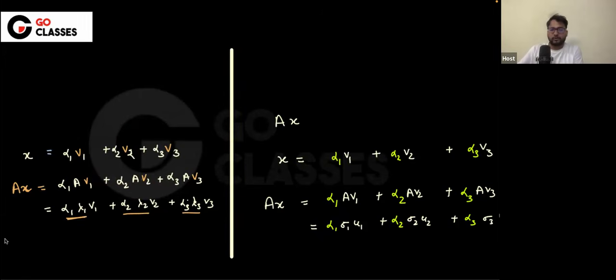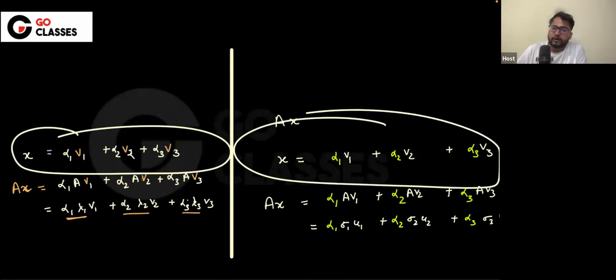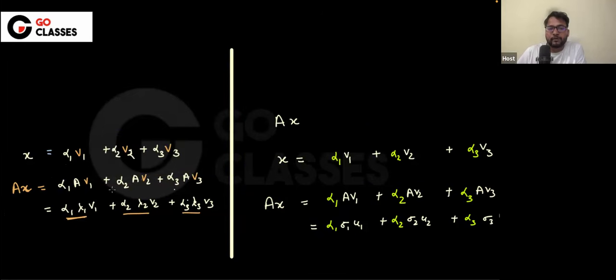See, the only difference you might notice is that we started in the same way, right? But the moment you multiply, this Av1 is not lambda 1 v1. It is just sigma 1 u1, right? That's the only difference. I told you that the coordinates of x with respect to v1, v2, v3 are alpha 1, alpha 2, alpha 3 here. And with respect to v1, v2, v3 after multiplying, it is alpha 1 lambda 1, alpha 2 lambda 2, alpha 3 lambda 3, right?